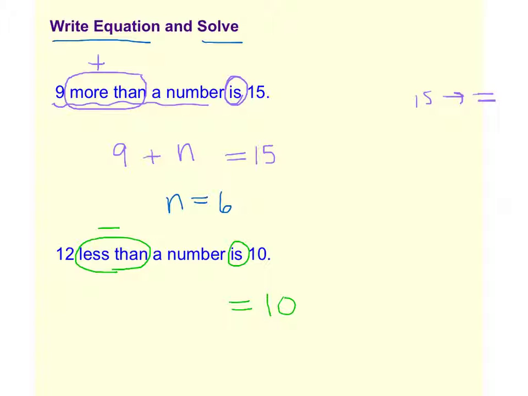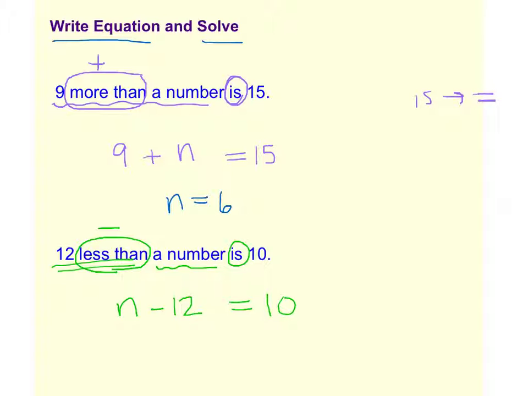And the thing that we've been talking a lot about in class is you have to make sure that you write this in the correct order. If you subtract in a different order, you do not get the same answer. So 12 less than a number, if you're 12 less than something, that does mean that you're subtracting 12 off of something, which means that something is a number, which we don't know. So this one is going to be n minus 12 equals 10.